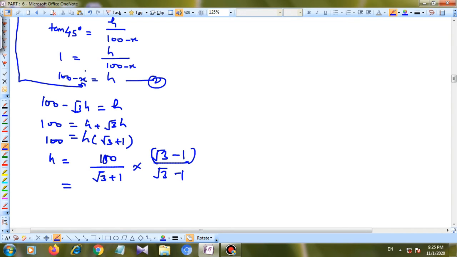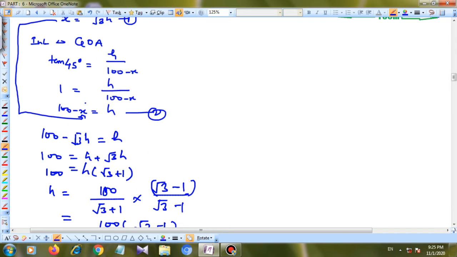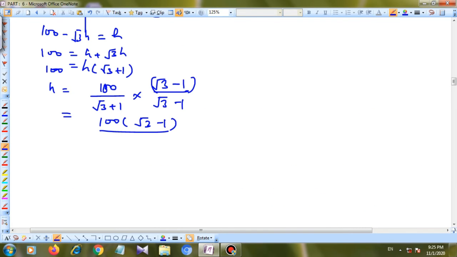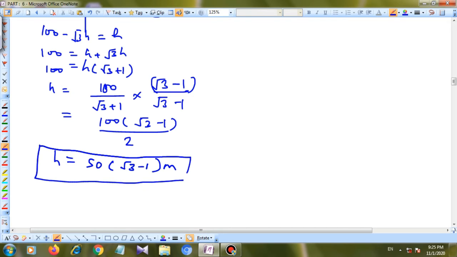So this will become 100 bracket root 3 minus 1 upon 2. So this is 50 root 3 minus 1 meter, right? So the height of the tree is 50 root 3 minus 1 meter. So this is our required answer.